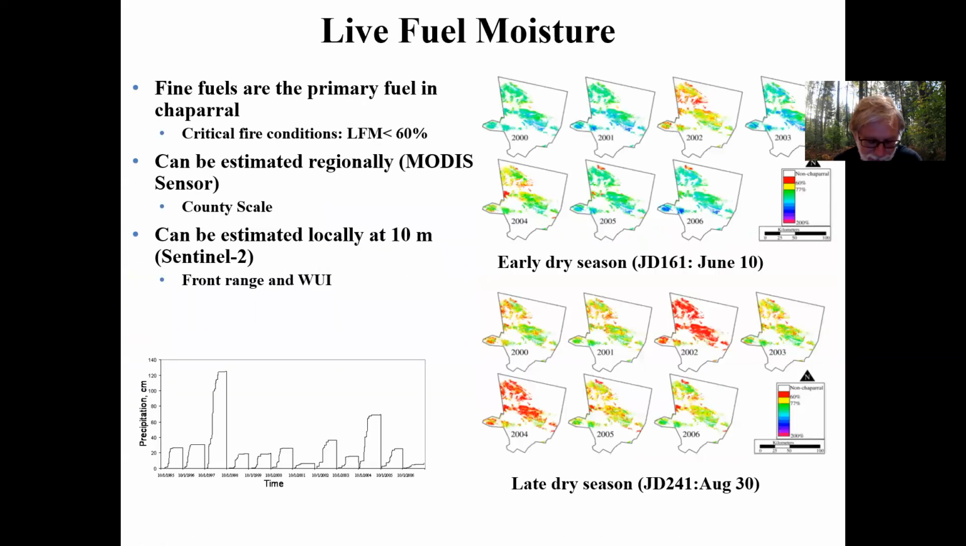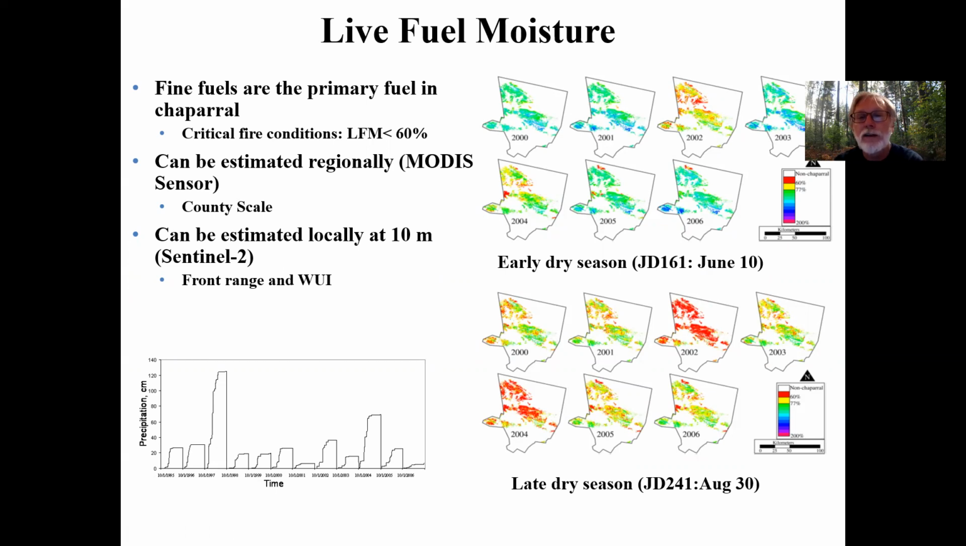And then finally, the last thing I'll talk about is live fuel moisture. This is a measure of how much moisture is present in a plant. And essentially, the more moisture, the less likely the fire is to ignite and then burn across the landscape. And we can use remote sensing to tell us the general live fuel moisture. A critical level is below 60% live fuel moisture, when fires are likely to get very extreme.